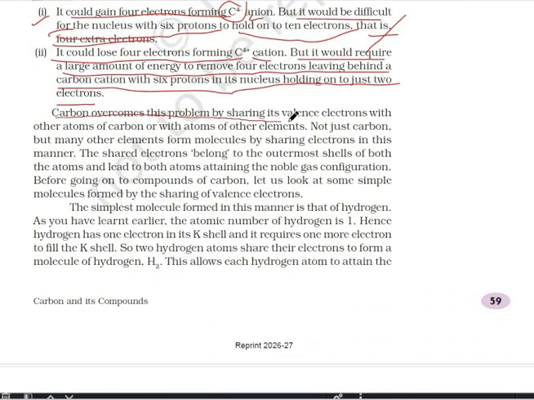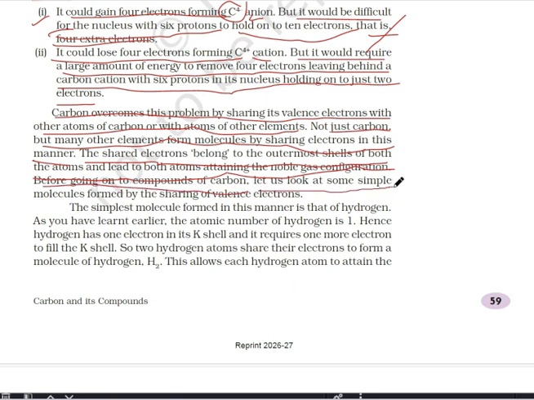Carbon overcomes this problem by sharing its valence electrons with other atoms of carbon or with atoms of other elements. Not just carbon, but many other elements form molecules by sharing electrons in this manner. The shared electrons belong to the outermost shell of both the atoms, leading to both atoms attaining the noble gas configuration. Before going on to compounds of carbon, let us look at some simple molecules formed by the sharing of valence electrons. The simplest molecule formed in this manner is that of hydrogen. As you learnt earlier, the atomic number of hydrogen is 1.